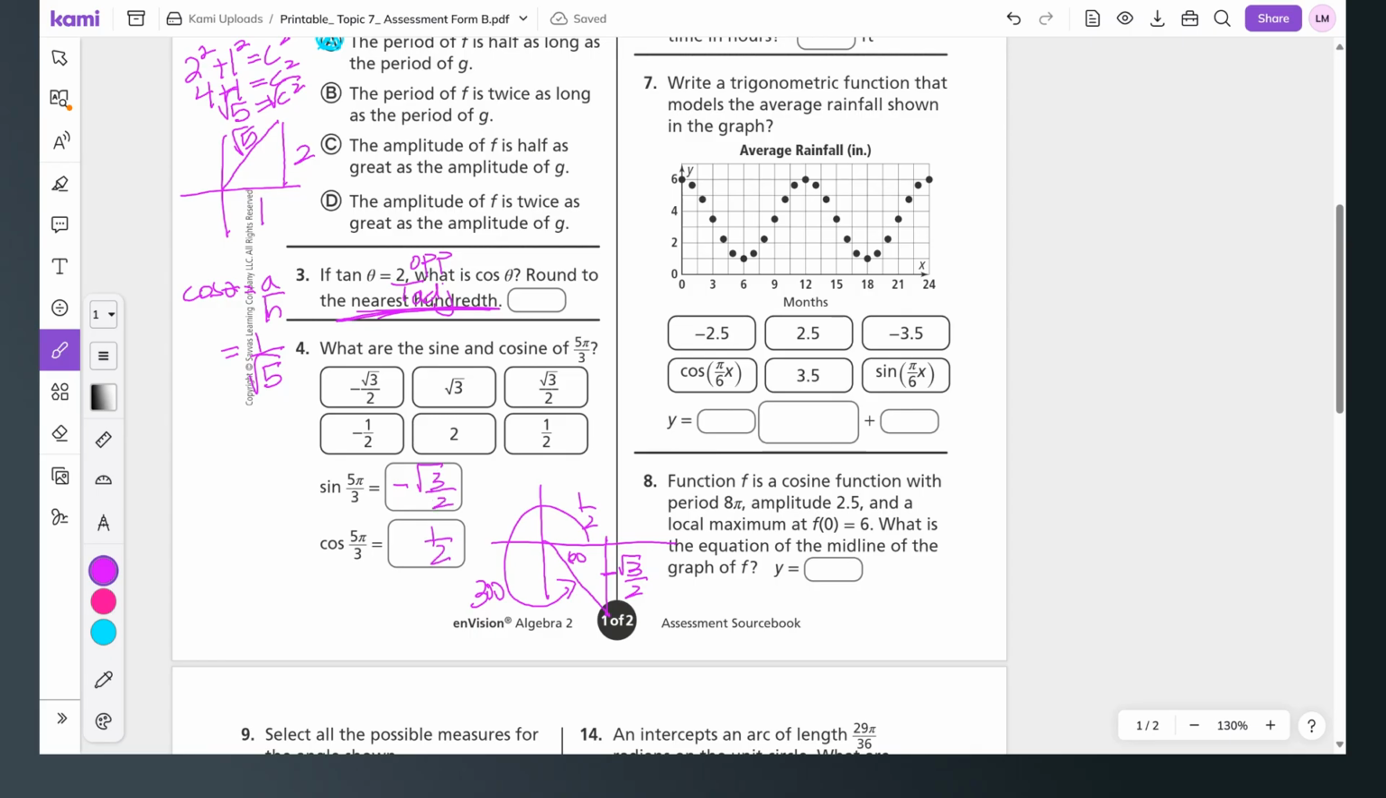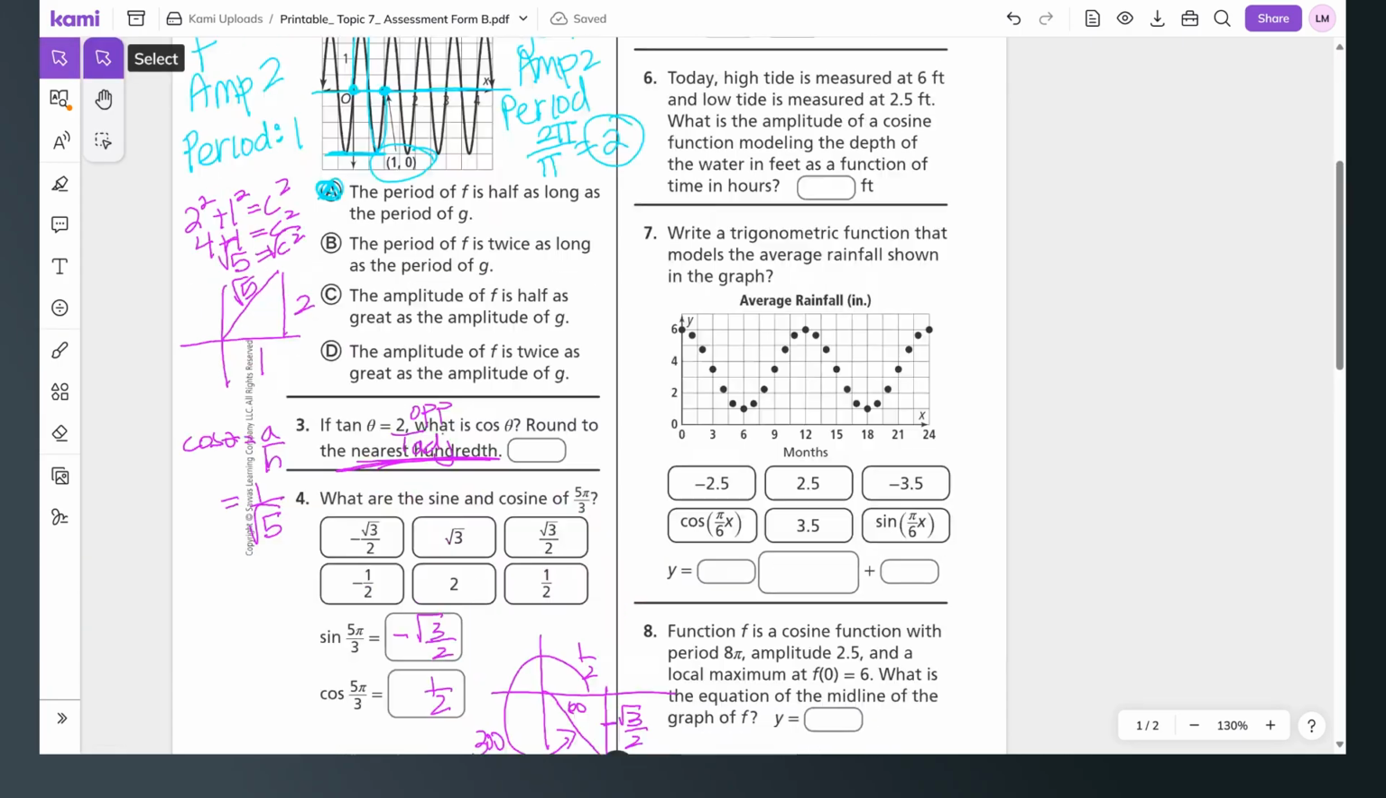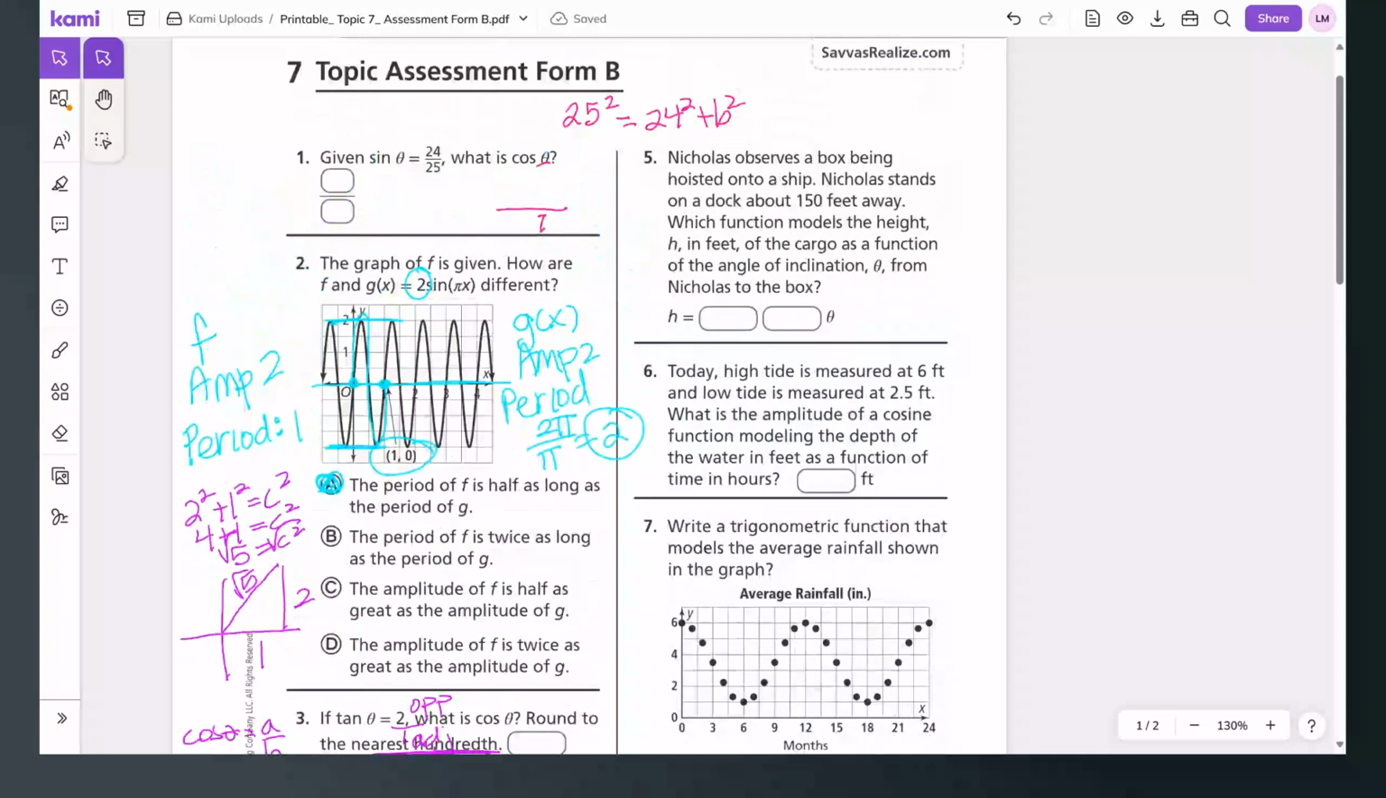I think they had those flipped around. I think they had negative 1/2. That would only be true at 11 pi over 6. So answer key was wrong on that one. You guys were right if you answered it correctly and didn't just copy off the answer key. All right, so you can use your unit circle for that.